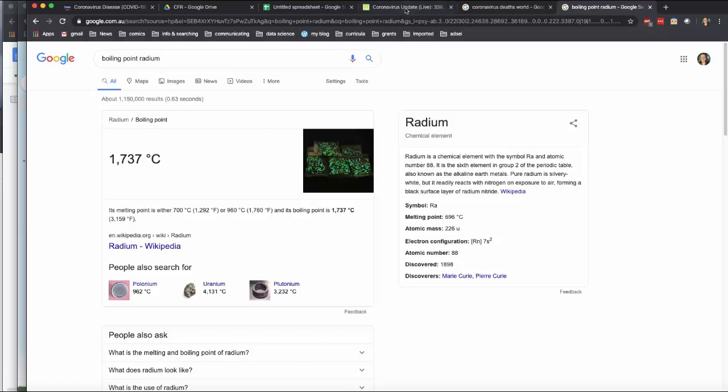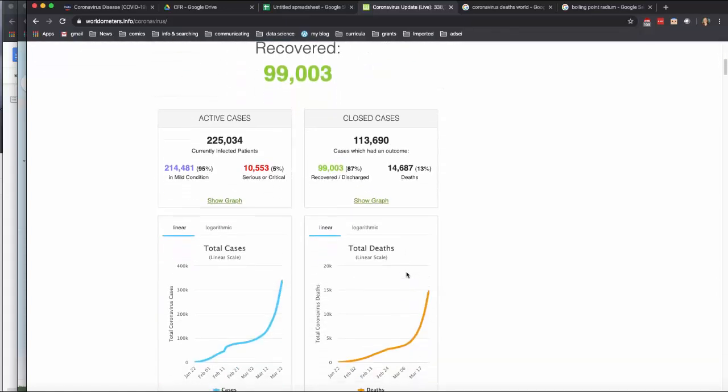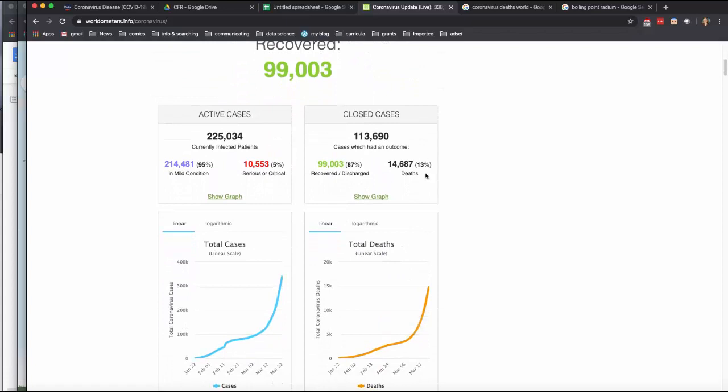Okay, so one of the results that I've seen has been that the deaths are currently around 14,687. And this page is also saying that there is a 12% death rate. Actually, nope, it's changed and now it's saying 13%. Naturally, this is scaring the pants off people. Now, the death rate for coronavirus is indeed scary, but it is nowhere near 13% on any reasonable measure.